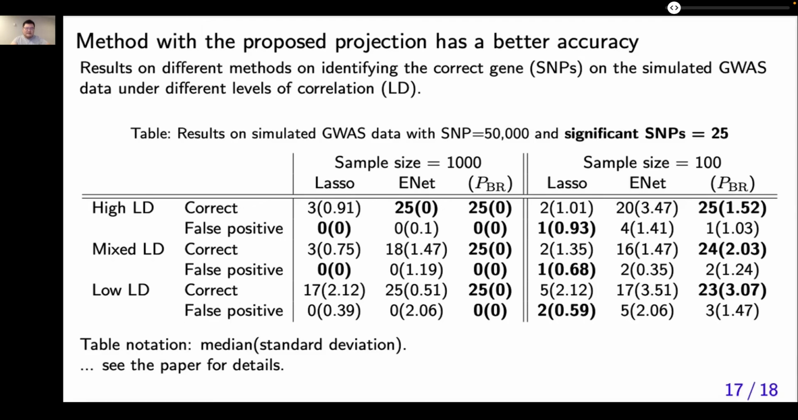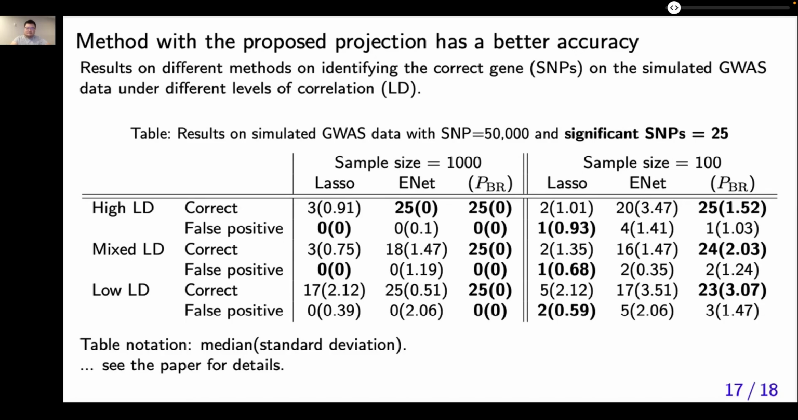And for the three methods, lasso, elastic net, and PBR, PBR always has the highest number of correctly identified genes, which is 25, and it also has a low false positive rate. For sample size equal to 1,000, that means a high number of samples, PBR always has the best performance in terms of the correct number of identified SNPs and also the lowest false positive.